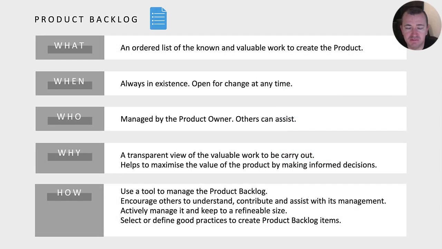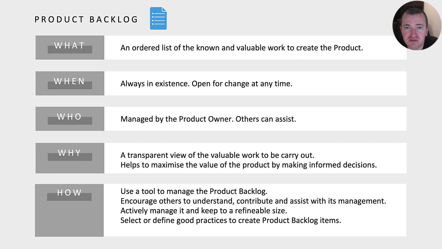Product backlog is one of the 3 Scrum artifacts. The product backlog is an ordered list of the known and valuable work to create the product. It is the single source of work for the Scrum team building the product. Changes in business requirements, market conditions, or technology may cause changes in the product backlog. Product backlog items can be updated at any time.